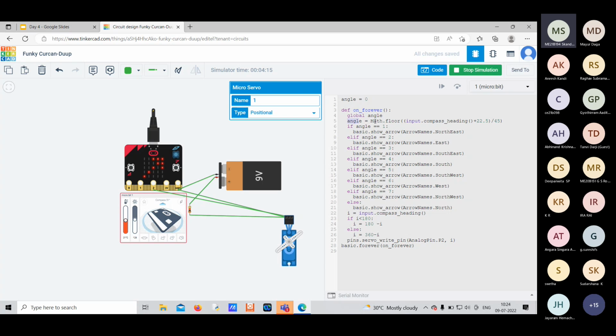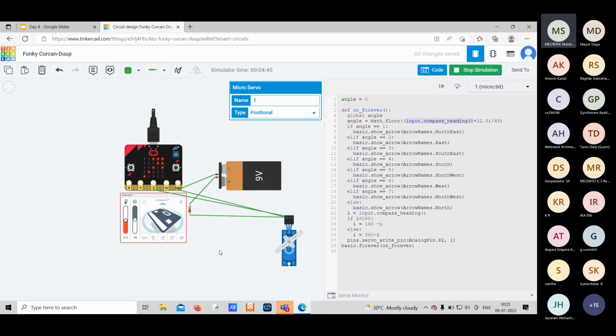You need your values to change in all 8 directions, beginning with 0 to 7. And how are we going to get those values? Based on the rotation angle. And how are we going to get the rotation angle? That we're going to get by a function that is input.compass_heading, which again shows the direction in which you're heading, as in the micro:bit is heading.